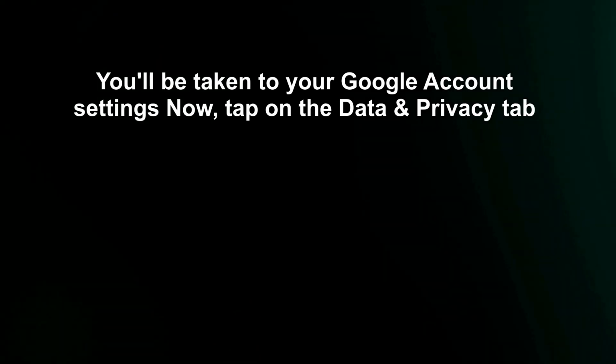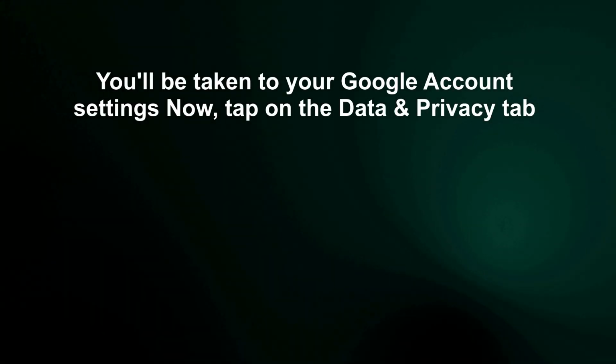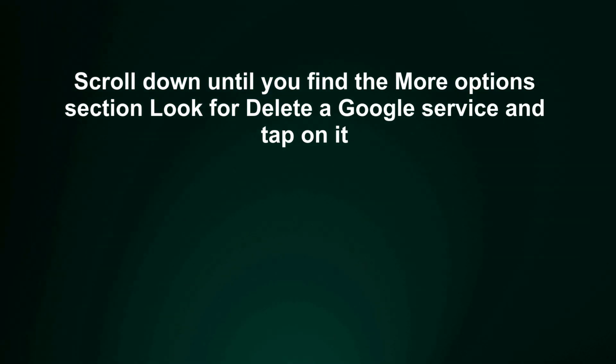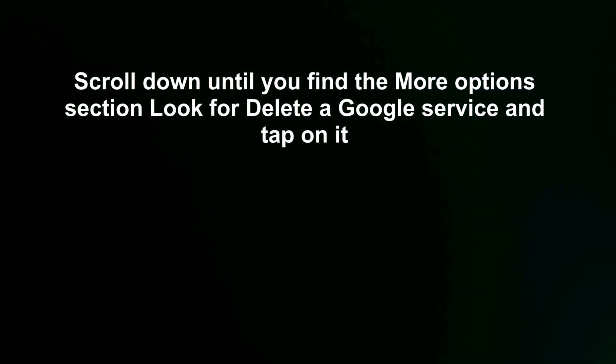From here, select Manage your Google account. You'll be taken to your Google account settings now. Tap on the Data and Privacy tab. Scroll down until you find the More Options section. Look for Delete a Google service and tap on it.